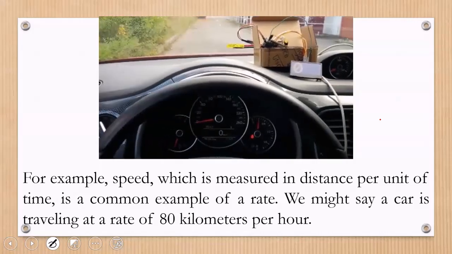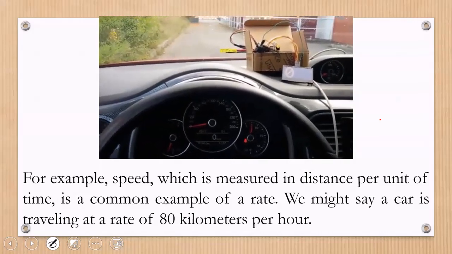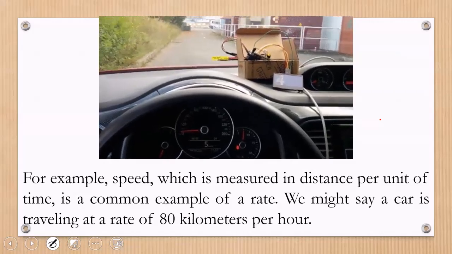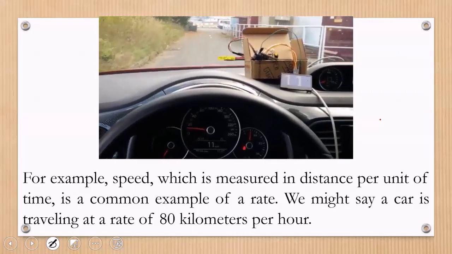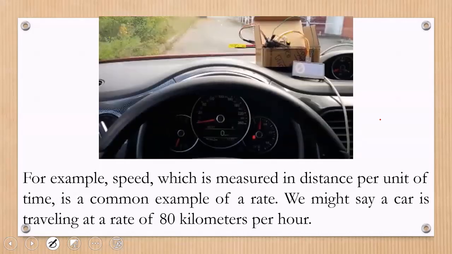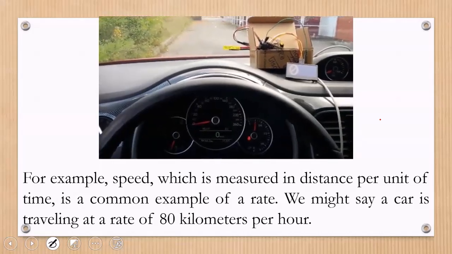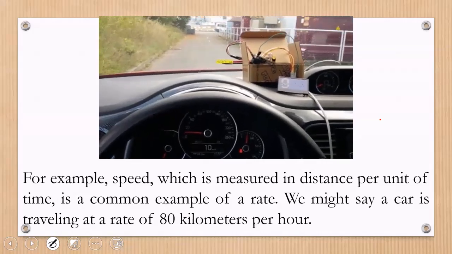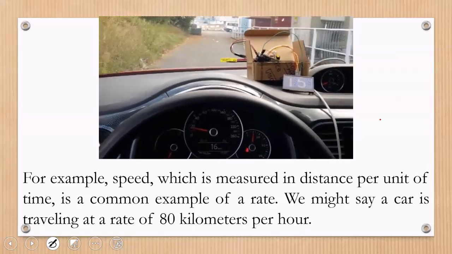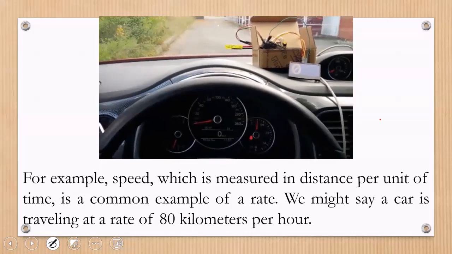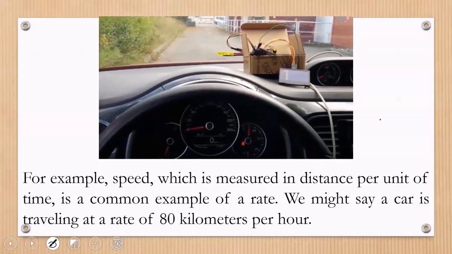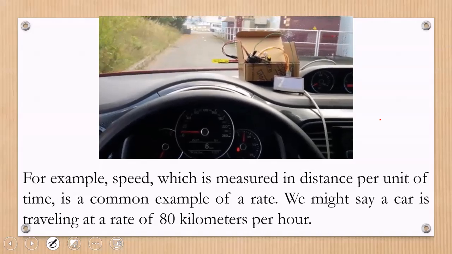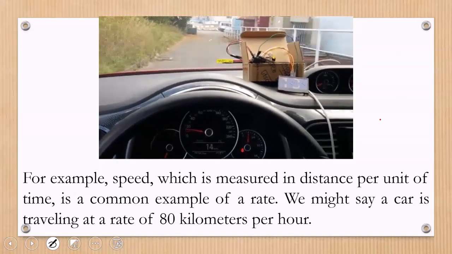In speed, we are looking at two quantities here. We are comparing the distance against the time. So when you compare distance against the time, you know your speed, right? And so if we say the car is moving 80 kilometers distance per hour time, then we get our speed. It means we are comparing distance and time, and together they give us our result.